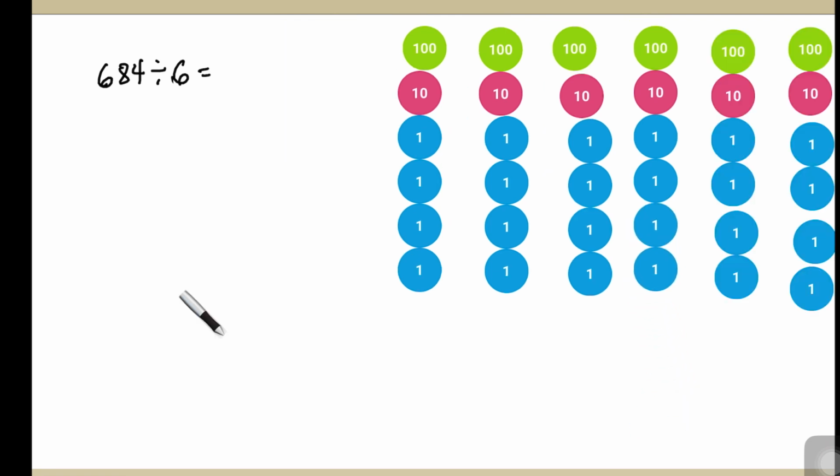So we have here 1 hundred, 1 ten, and 4 ones. That would be 114. Let's try to do this using number bonds.